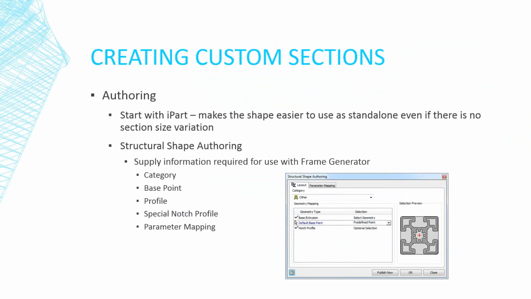So once you've got it made into an iPart, then you would go into the structural shape authoring tool, which is where you supply all the information needed to use this shape with the frame generator. So its base point, the category that it belongs to, which is going to determine what parameters are associated with it, of course the base extrusion, what the shape is, but also a special notch profile.